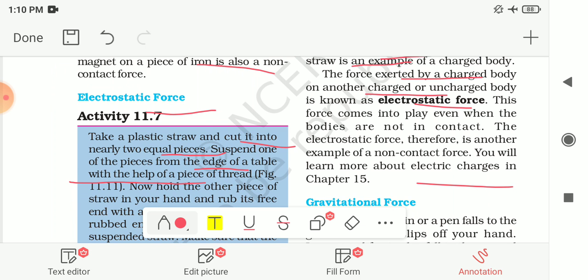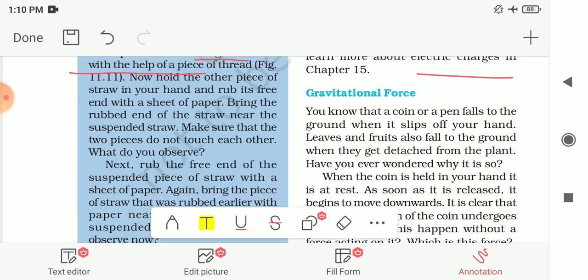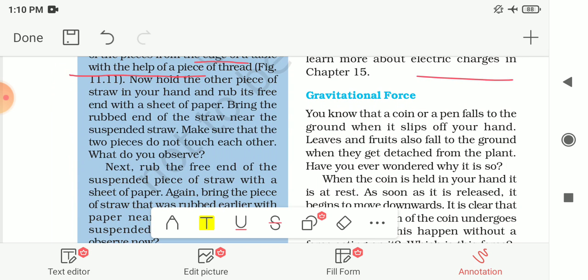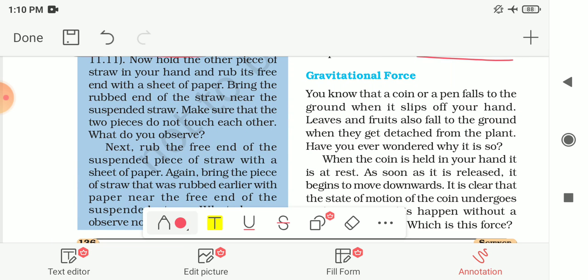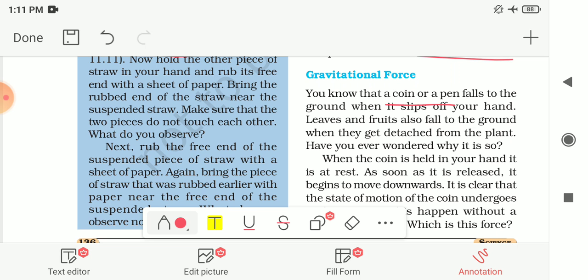And about this electrostatic force we will learn more in chapter number 15. So this one is another example of a non-contact force, and the last example of a non-contact force is the gravitational force. Now let me see what this is. You already know that a coin or a pen falls on the ground when it slips off our hand. Anything we are holding in our hand, if it slips off, whatever the object is, it will fall on the ground.